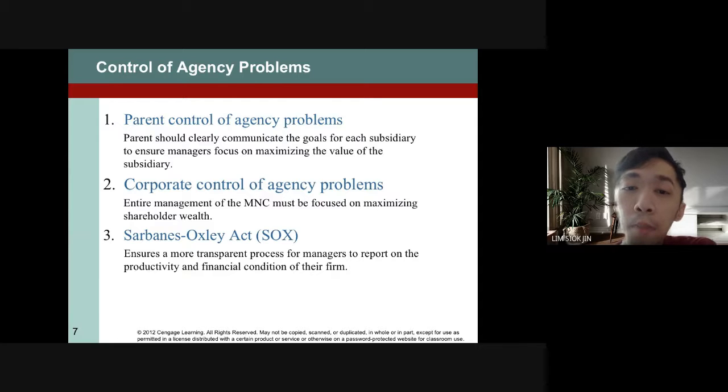All right, so corporate control of agency problems, number two, where the whole management of MNC must be focused on maximizing shareholders' wealth. And the third is an act called the Sarbanes-Oxley Act to make sure that the process for managers to report on everything is more transparent, so they cannot make a fake report when they want to show their performance. Like in Malaysia, those managers who want to report to a foreign parent cannot make fake financial statements. That means Malaysia is not doing well, but they worry they will lose their job, so they make a fake financial statement, which is not good.